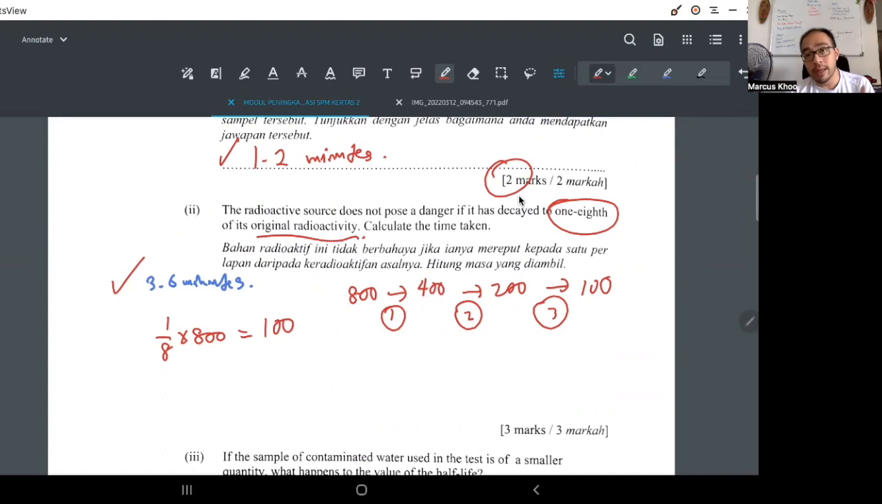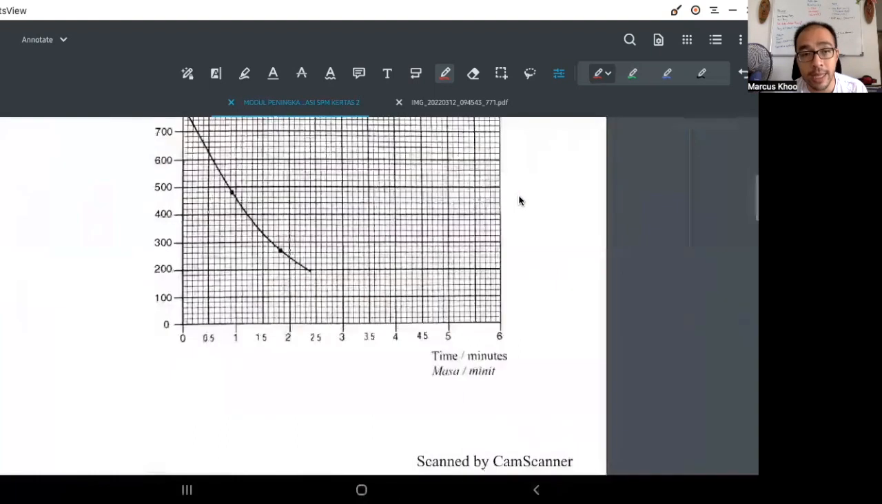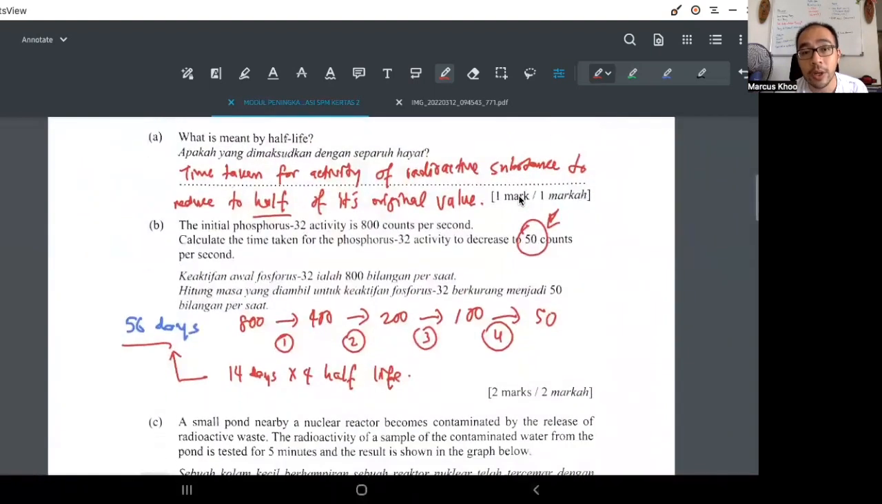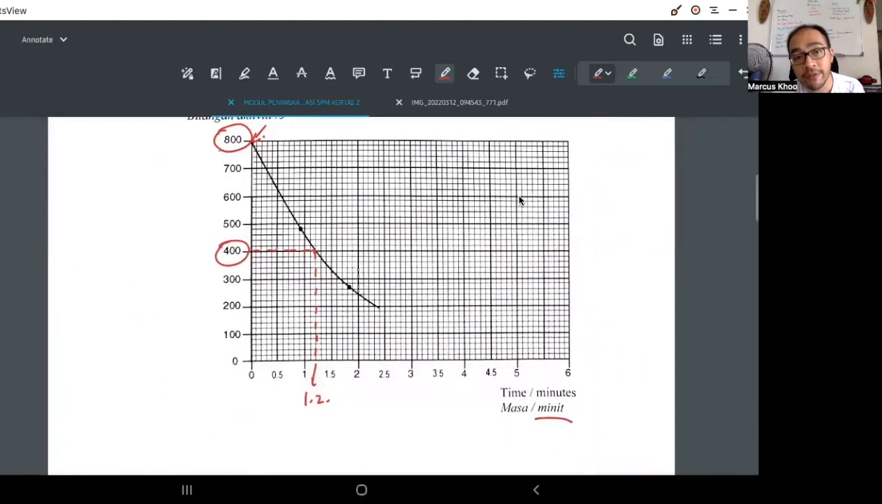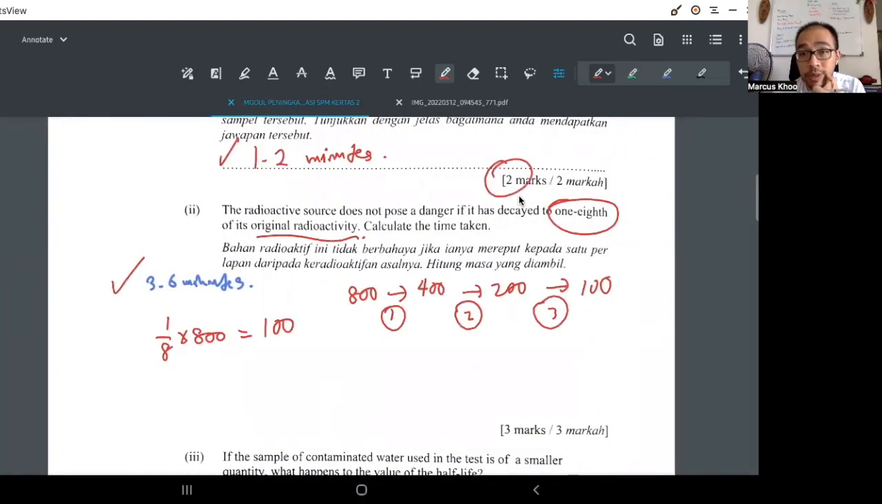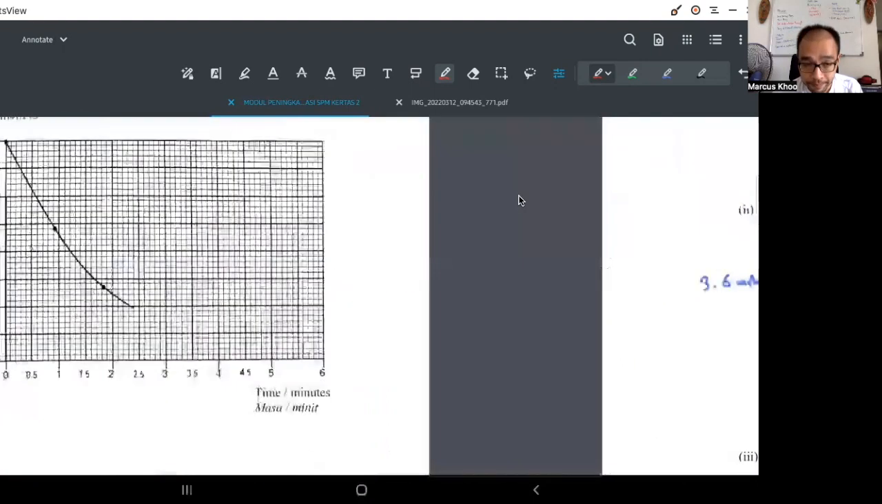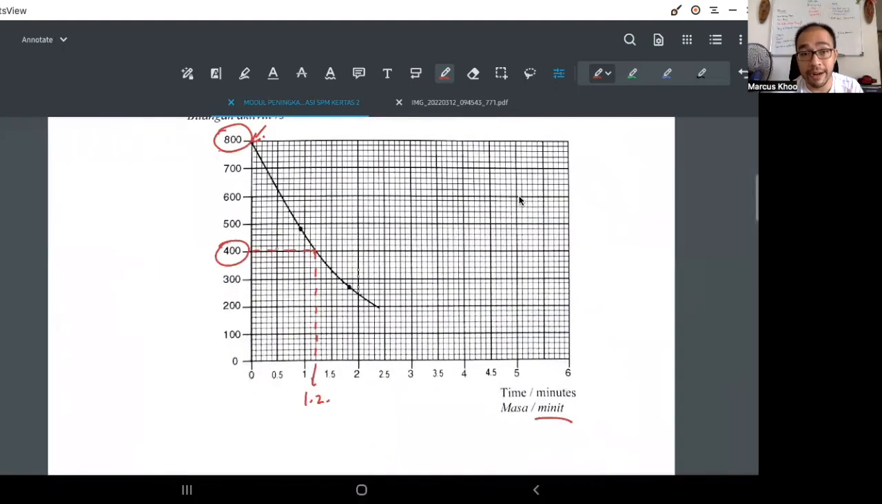Okay, so it's basically repeating the same thing as we did just now, except that now they are involving the graph. If your half-life here is wrong, then everything will be wrong. Sorry, this question 2 will be very hard to get full marks. So be very careful when you're dealing with a decay graph like this. Make sure that you know what the original activity is, and then you calculate the time for it to become half of the original activity.